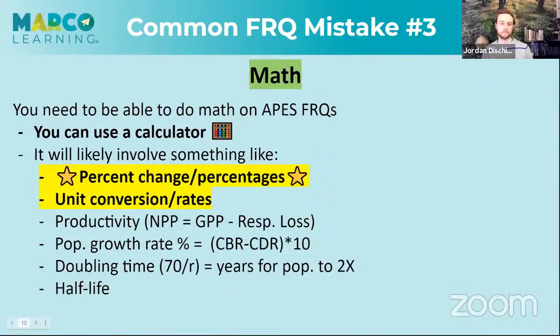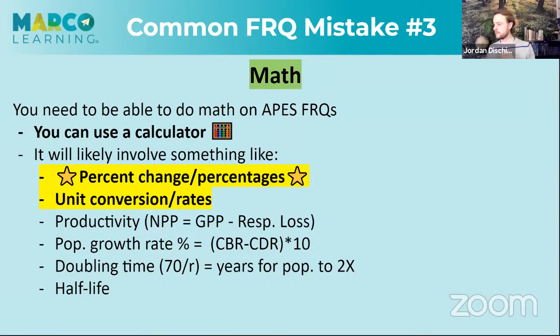Okay, here we go. Common mistake number 3, math. You need to be able to do math on the APES exam. You can use a calculator. That has changed from previous years. There was no math on last year's because they were only FRQs, and I think College Board was maybe concerned about people being able to collaborate and share answers more easily on math. So there will be math this year, though. You get to use a calculator.